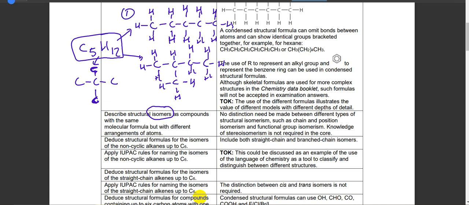So compound number one, number two, and number three are isomers of each other. That is the meaning of isomers. Isomers are compounds that have the same molecular formula but different structural formulas, meaning the arrangement of atoms is different.